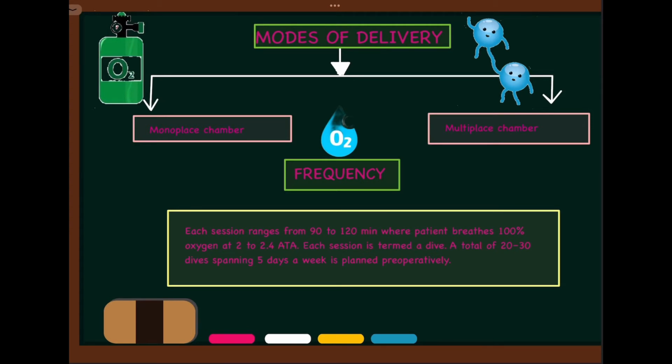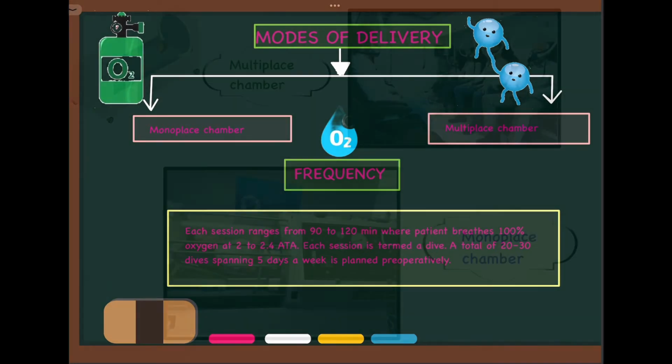So this is the standard protocol which is usually followed for the cases of ORN, that is osteoradionecrosis. Each session ranges from 90 to 120 minutes, and in this the patient breathes 100% of oxygen, right, at 2 to 2.4 atmospheric pressure. Now each session is termed as a dive, right, because it's like, when we dive into the water, same way here the patient is diving inside oxygen chamber. So a total of 20 to 30 dives are usually required, and these are given over a period of 5 days per week, and these are usually given pre-operatively.